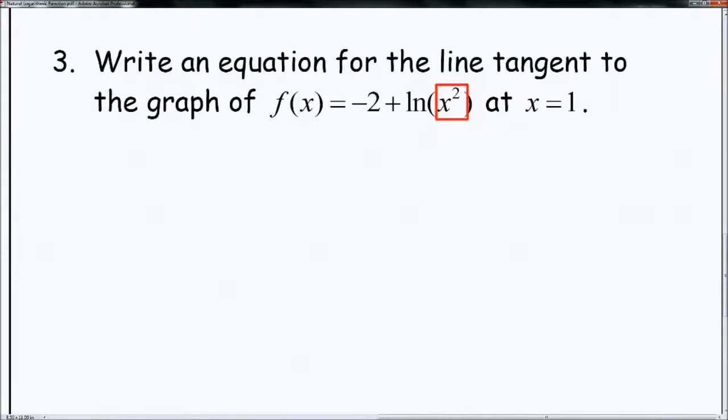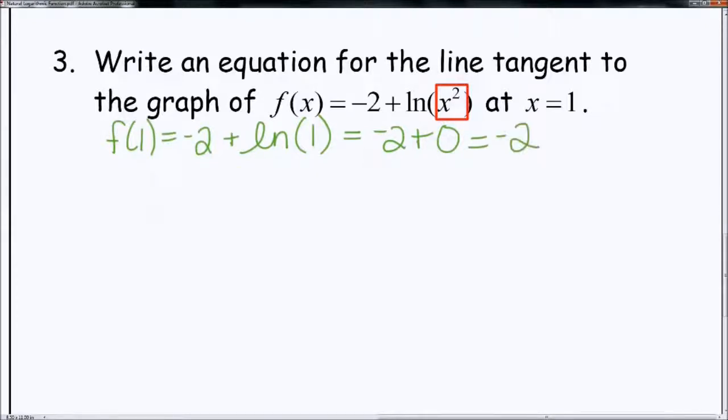And so we're talking about the tangent line. And so let's go ahead and plug in to find the y-coordinate. F of 1 is equal to negative 2 plus ln of 1 squared. Well, 1 squared is just 1. The part of the property that I told you that you need to know is ln of 1 is equal to 0. So we have negative 2 plus 0, which is negative 2.